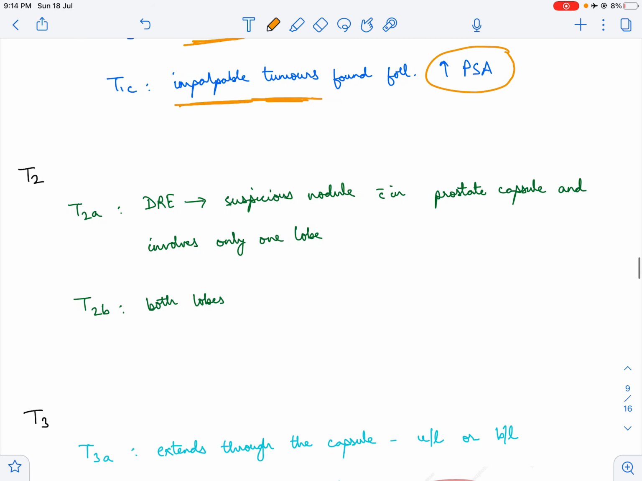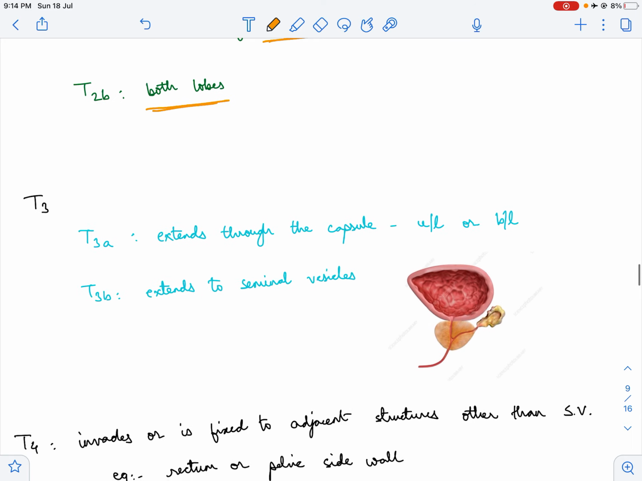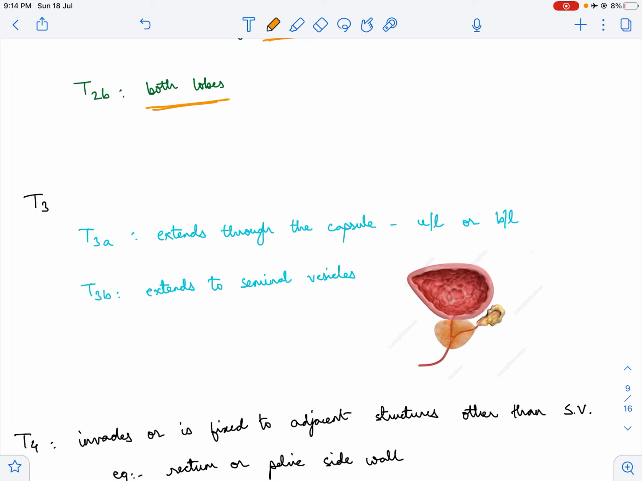T2 means a palpable tumor. When we do a digital rectal examination, the tumor is palpable. So T2A means one lobe. T2B means both lobes. T3 means it extends through the capsule. It can be unilateral or it can be bilateral. T3A is extends through the capsule.